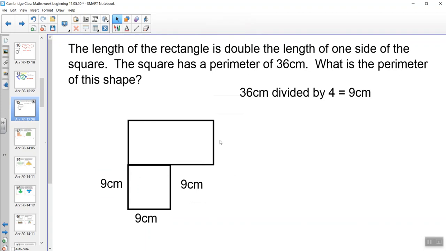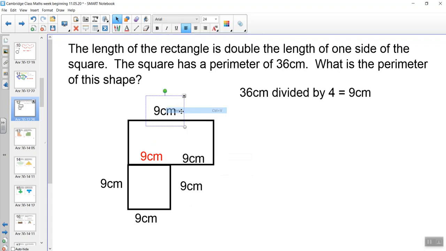And here, that length there is also, let's put this in. We don't need it. I'm going to change the colour of it because it's not going to help me with my perimeter. But I do know that that distance there is 9, and it tells me up here the length of the rectangle is double the length of one side. So if that's 9, that also means that that side is 9, and I definitely need that one. Okay, so that's 18 there. That's 18 there. So up here, I can say that the length of this side is 18.